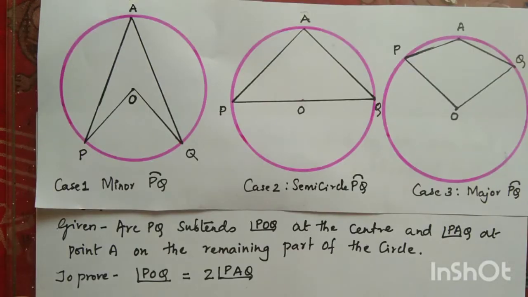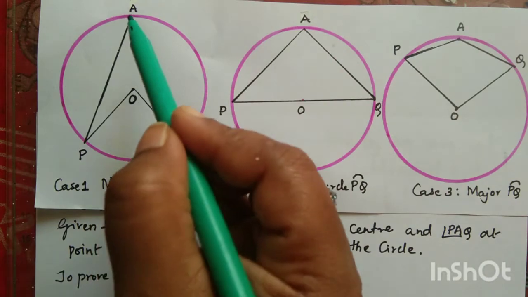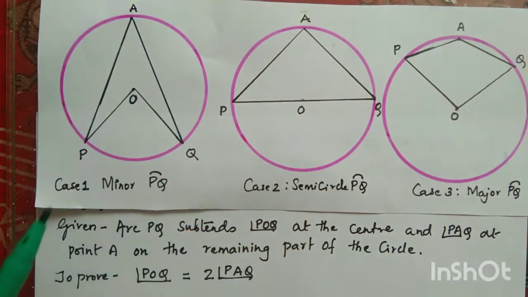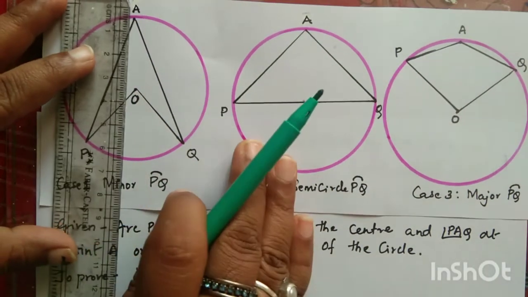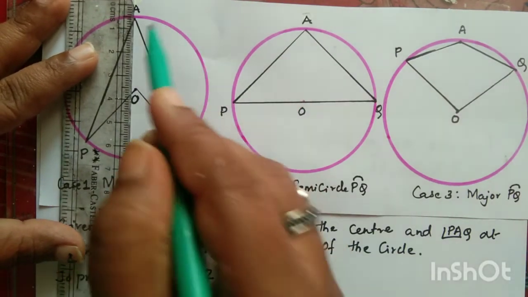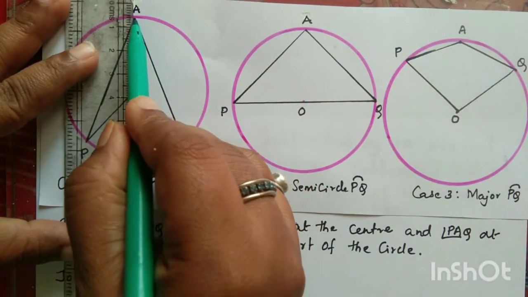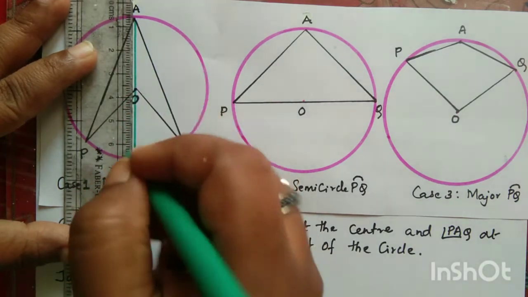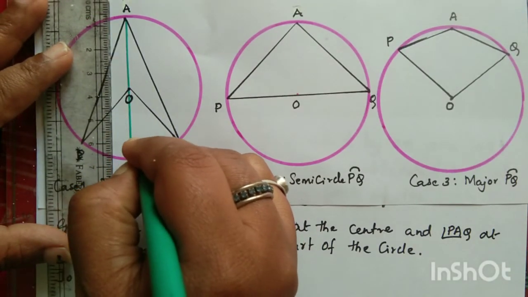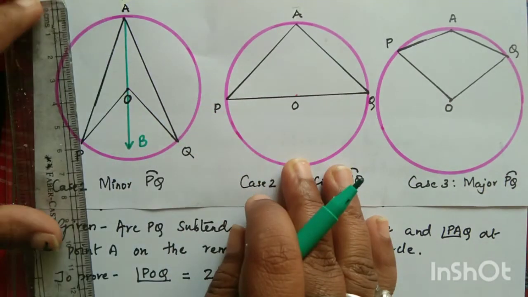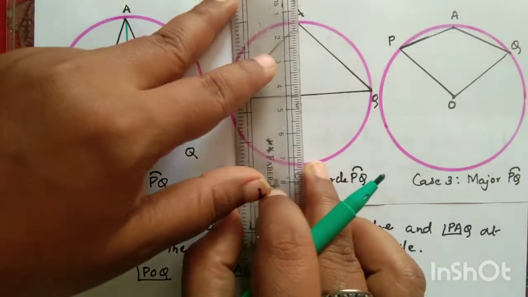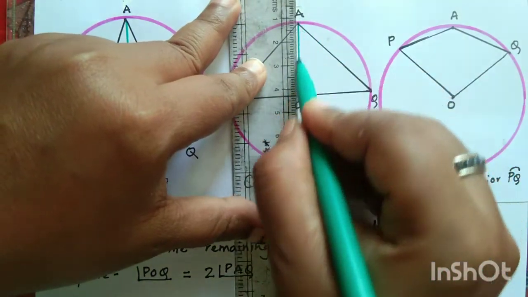Before proving this, we need to do a construction here. So we will see what construction you need to do. The construction is, we need to draw a line through AO. So you can see here the point A and O. AO is a radius. So now you need to join the point and extend it and name it as B. This should be done for all the 3 cases.